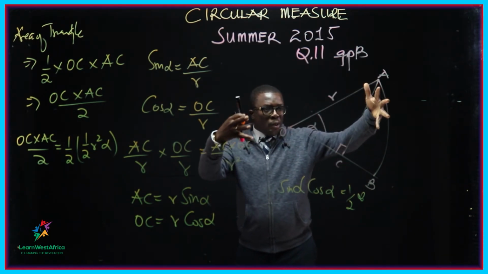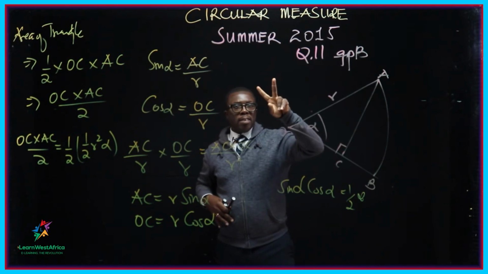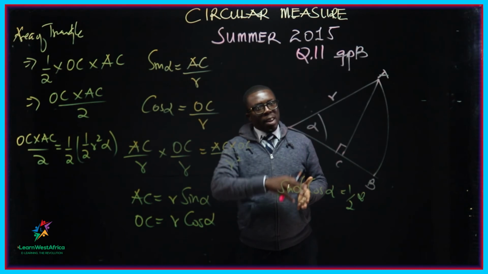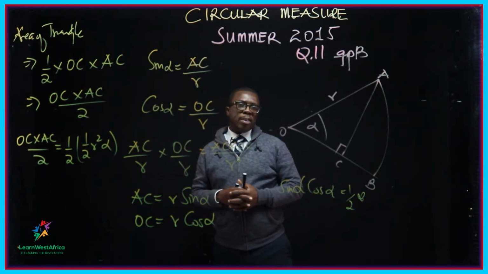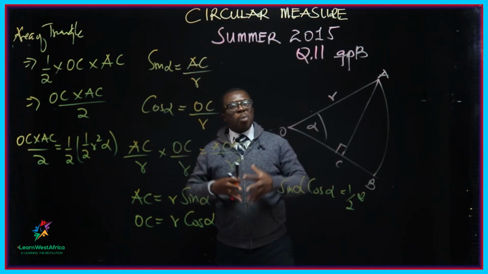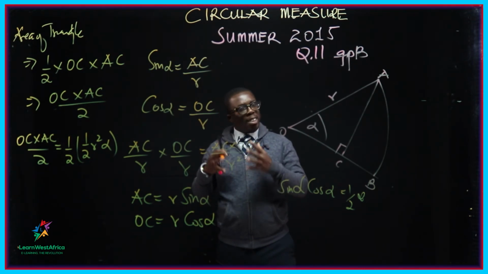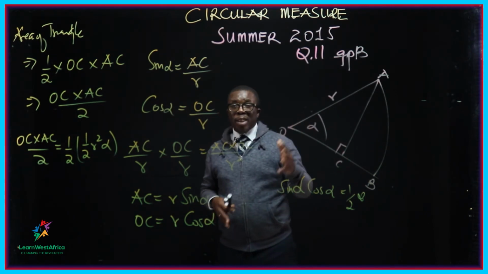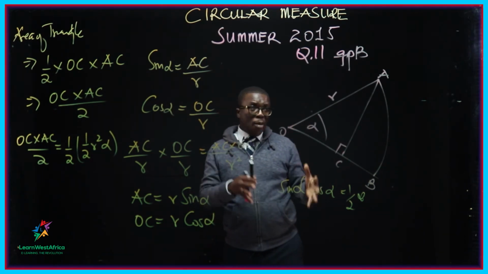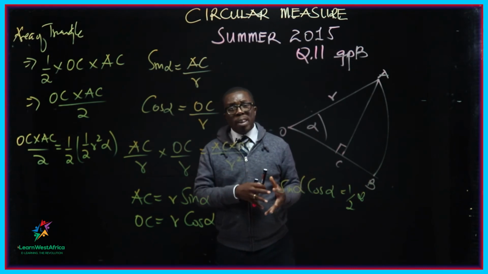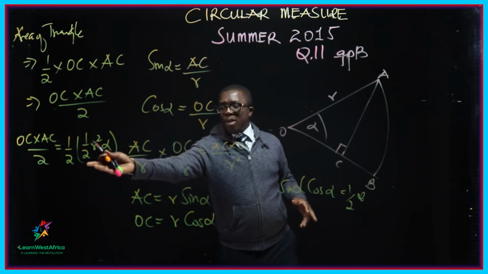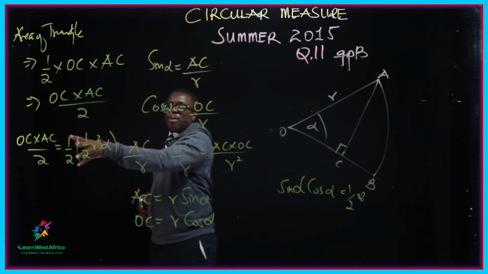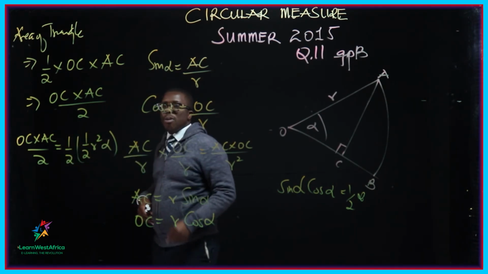AC divides the whole area of the sector into 2 equal parts, which means if you know the area of a sector and you divide it into 2, the one part should give you the area of the triangle. From a basic understanding, what is the area of a sector? It's half R squared theta, where theta refers to the angle in radians. But here, the angle that we have is alpha. So the area of our sector is half R squared alpha. So half of that should give us the area of our triangle, which is OC times AC over 2.